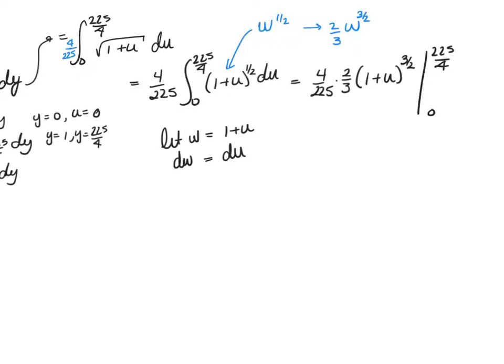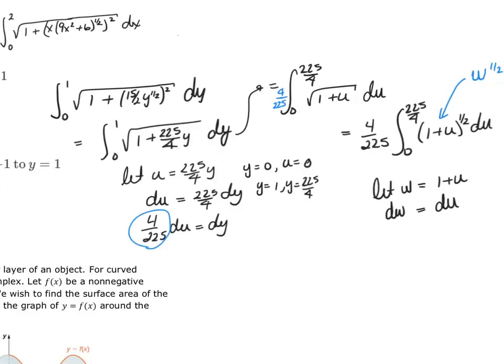How was that? Let me put this on pause. I decided that I'm going to let u equal this portion only. So that's what I let u equal. When I do the derivative of that, then I'm just going to get the 225 over 4.